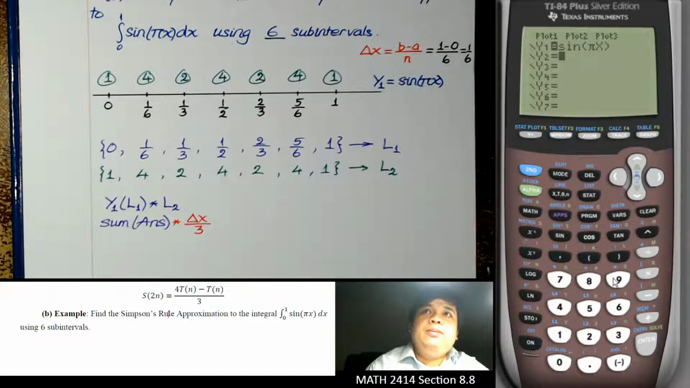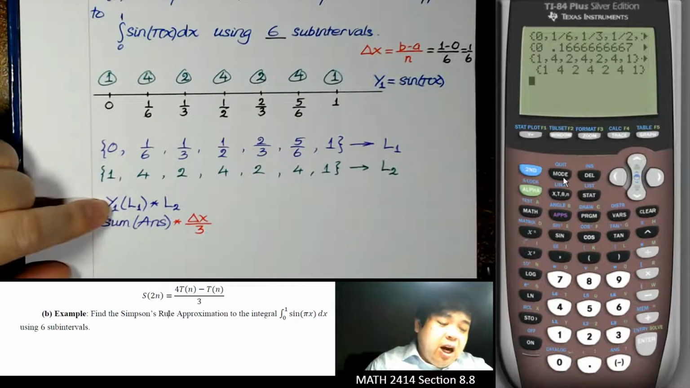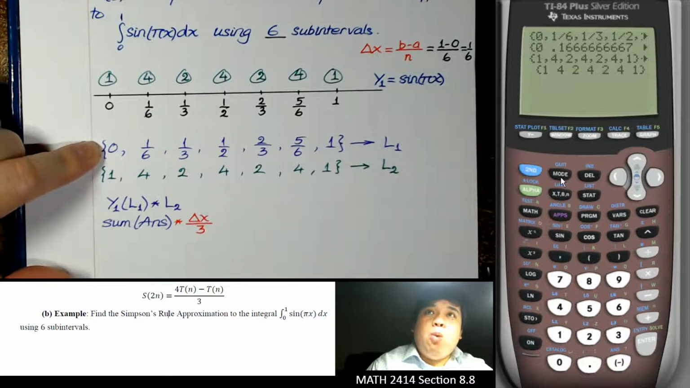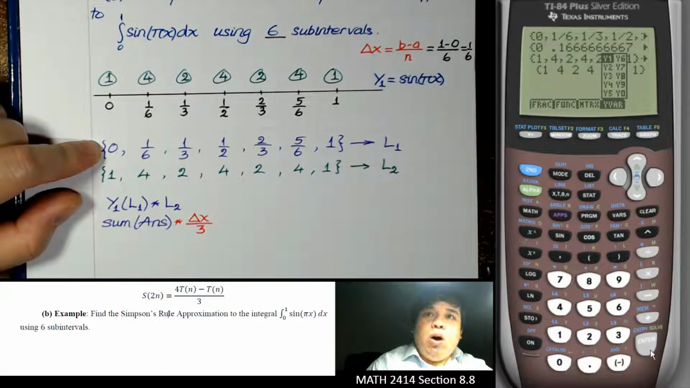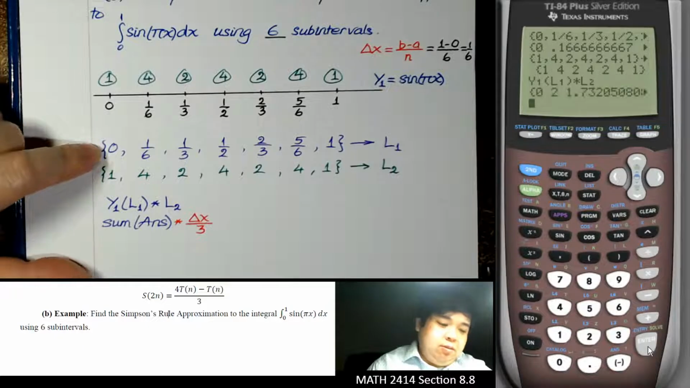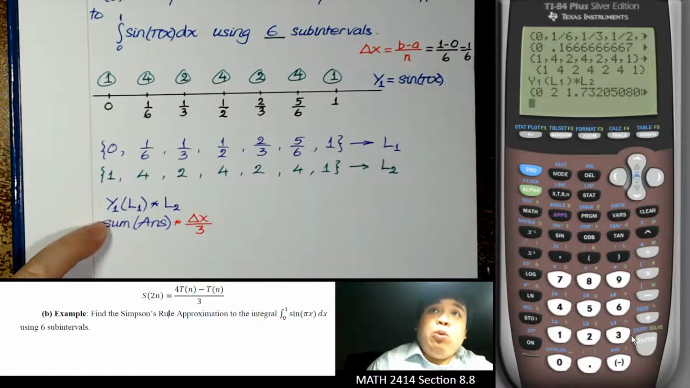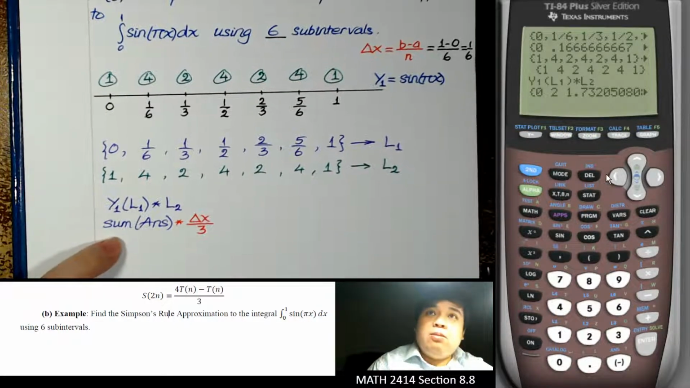That's good. Now, next, evaluate the function at these sample points. Alpha, trace, y1. Evaluate at this one times this list 2. Right, so we have that. And then we're going to add all of this up, multiply by delta x, and divide by 3.